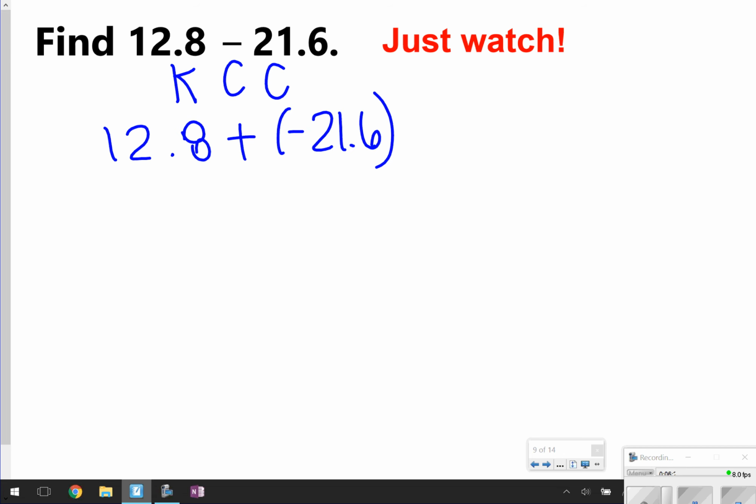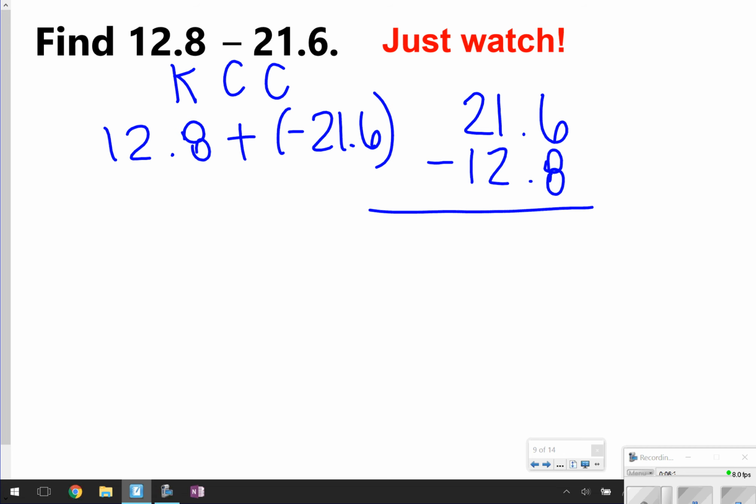I have different signs, so I'm going to subtract them. It's important to always put the larger value on top whenever you're subtracting. Otherwise you'll just get the wrong answer. That's something you should already know. I need to borrow, so this 1 will become a 0, this 6 will become a 16. 16 minus 8 is 8. I'm going to keep my decimal right where it is, lining up my decimals.